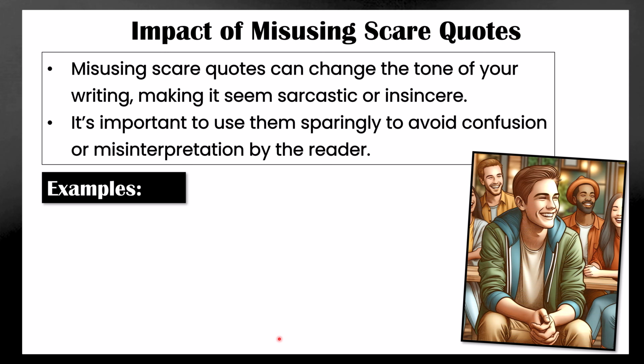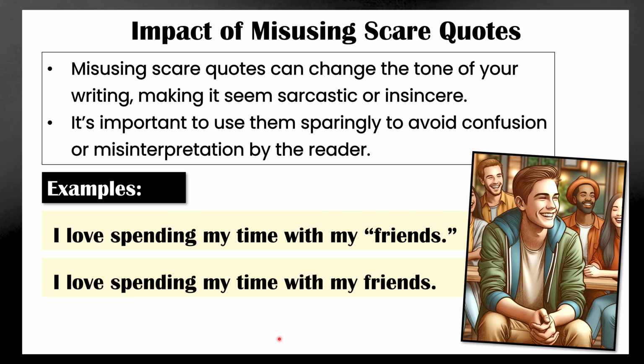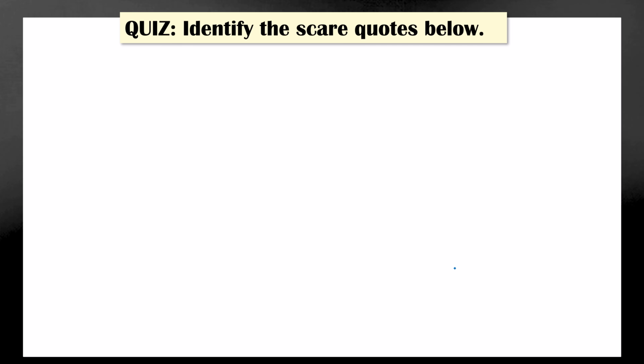For example, we have these two sentences. I love spending time with my "friends." If you wrote this sentence with quotation marks around friends, it would imply that these are actually not your friends. So unless you are trying to make a sarcastic or snarky remark, it's important not to use quotation marks in this way. Now it's time for a quiz.